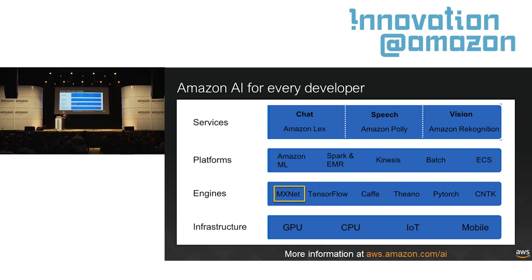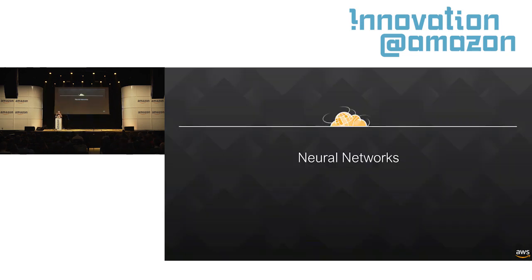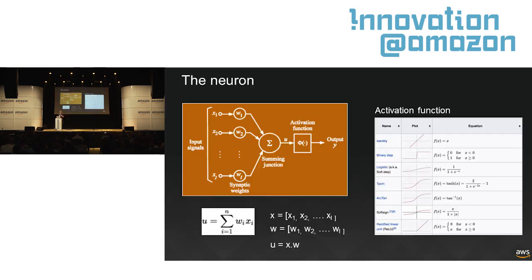But today I'm going to focus on this lower layer, right? How do you code deep learning models, okay? And I'm going to do this with a library called MXNet. So, okay, now is the time for that deep breath and that extra caffeine. Let's look at neural networks, and again, the minimum you need to understand to be comfortable with this.